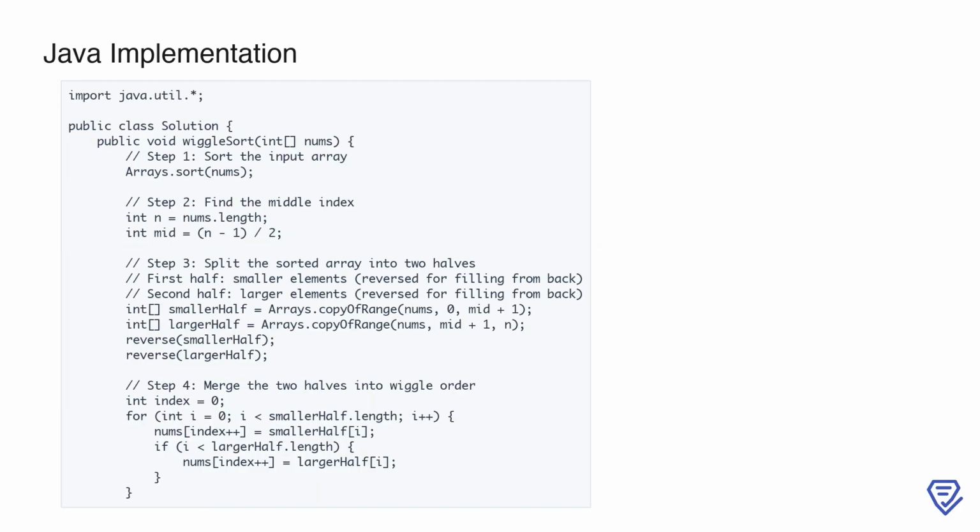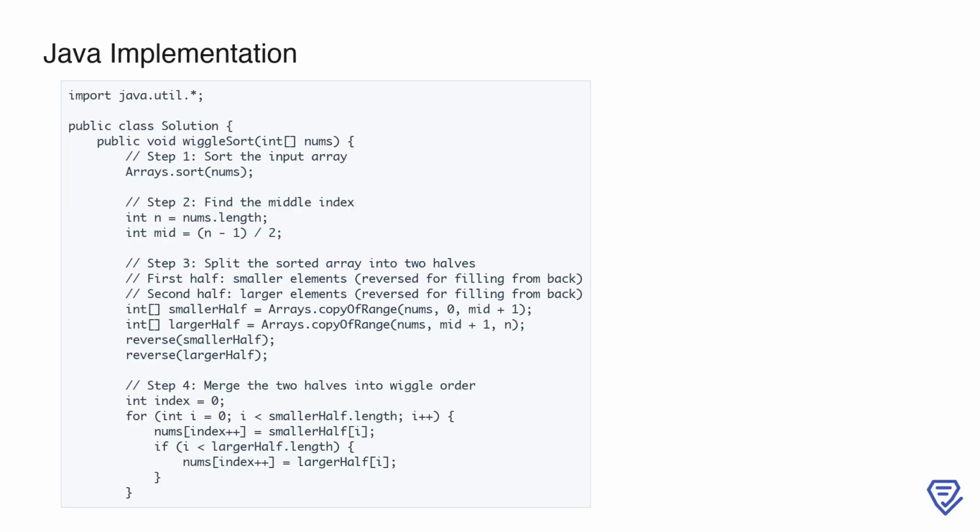Here, we start by sorting the input array. Sorting ensures that the numbers are in ascending order, which is essential for constructing the wiggle pattern. Next, we calculate the middle index of the sorted array. This index helps us split the array into two parts, the smaller elements in one half and the larger elements in the other half. We then create two subarrays using Arrays.copyOfRange. The smaller half contains elements from the start of the array up to the middle index, while the larger half contains the rest of the elements.